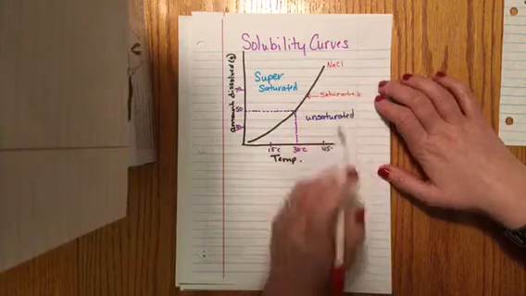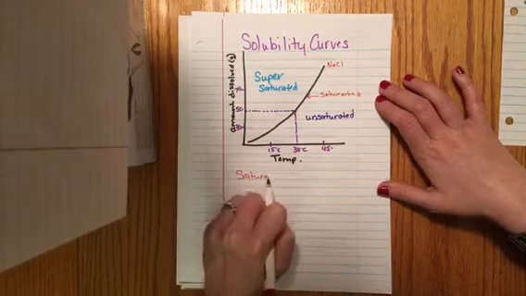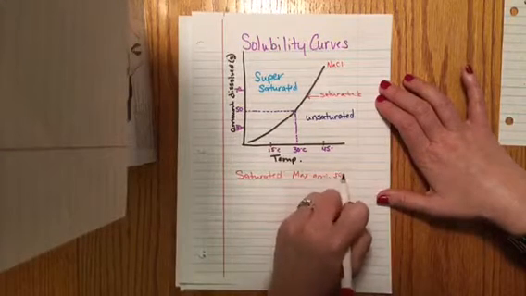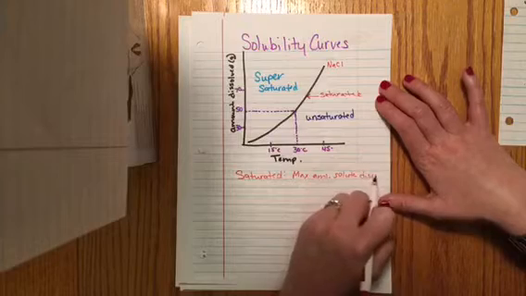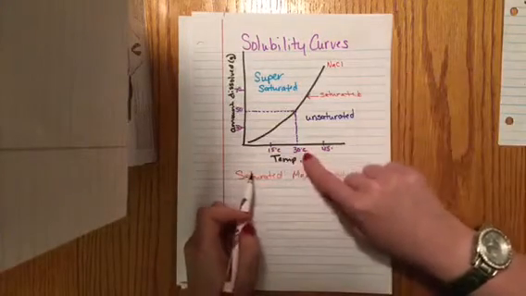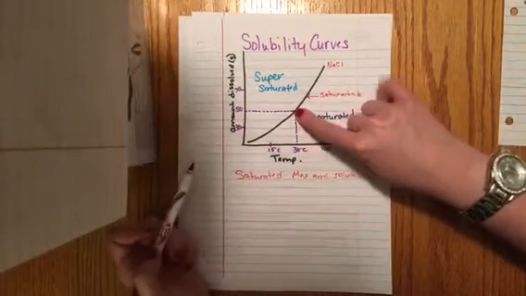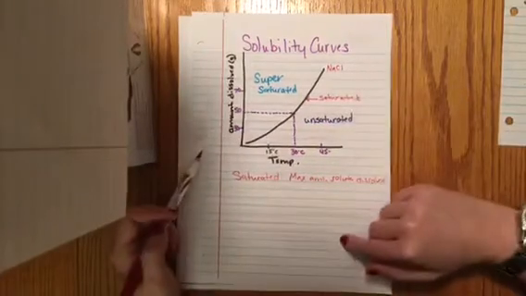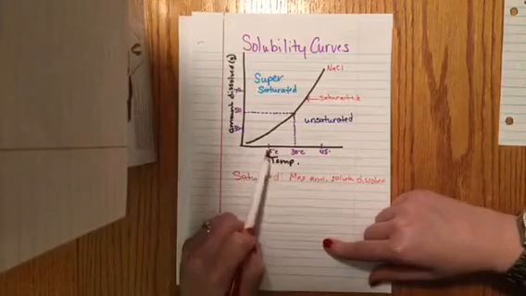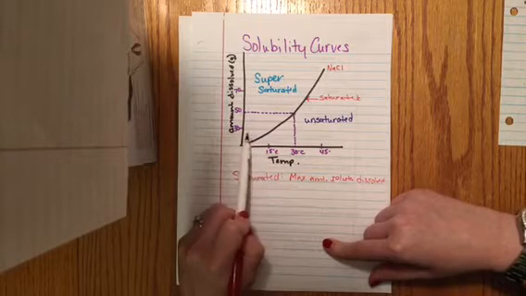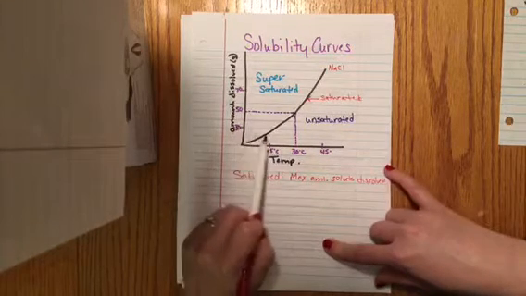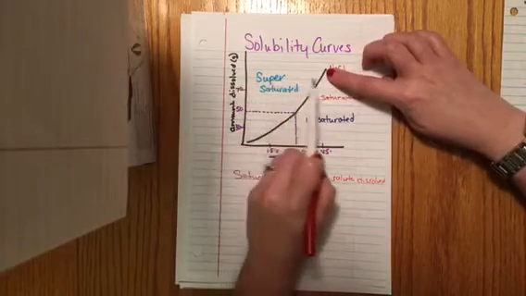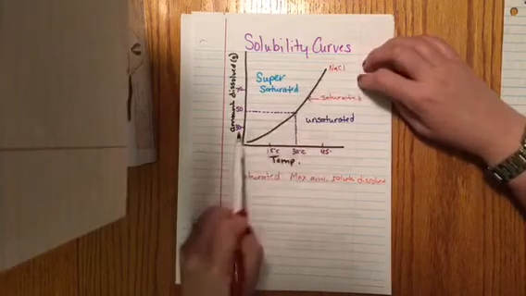That means that it's the maximum amount. So saturated means the maximum amount of solute is dissolved at that given temperature. So we can see at 30 degrees Celsius, the maximum amount of NaCl that I could dissolve would be 50 grams based on this solubility curve. And that's because it's saturated. If I drop the temperature down here to 15 degrees, I can see that it would be more like 25 grams. If I bring the temperature up to 45, it would be more like 85 grams for saturation.